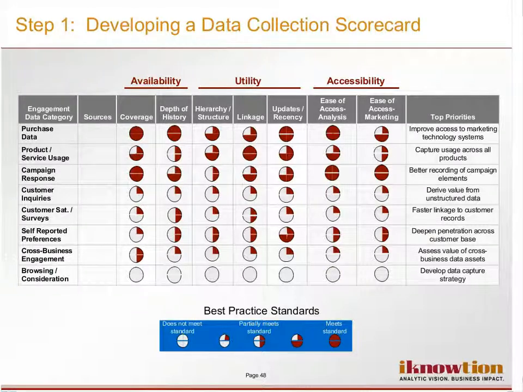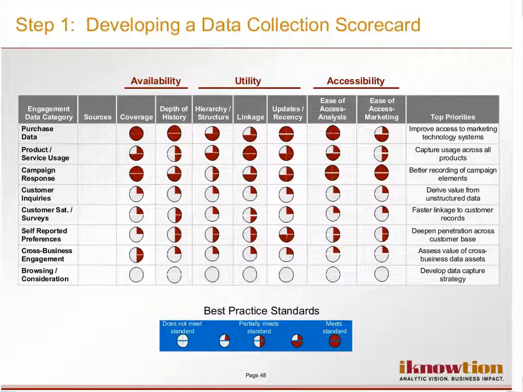So the scorecard really should provide a framework to assess your company's ability to collect information across, again, all the key customer engagement categories or touch points. Now, some of the data is self-reported by the customer, while other is transactional in nature, where it is also possible to infer customer engagement interests and preferences through their actual actions.